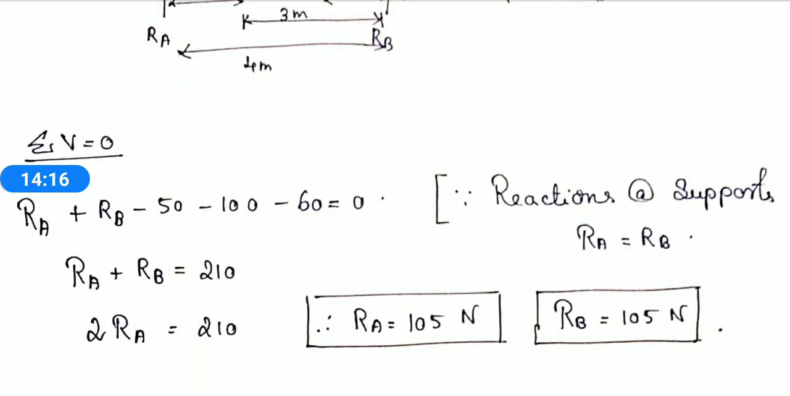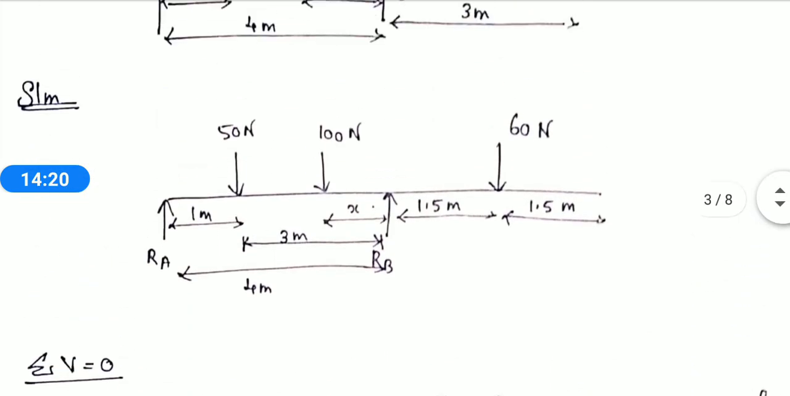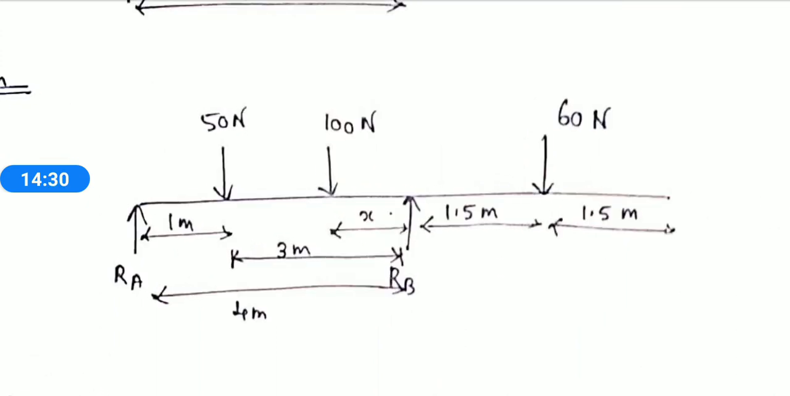What is the next condition? We have to find the moment. See the diagram. How will we calculate the moment? At any point you can take A or B. Whatever point you take, all the forces have to correlate. See, I'll explain you now.